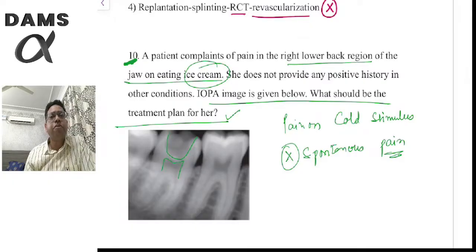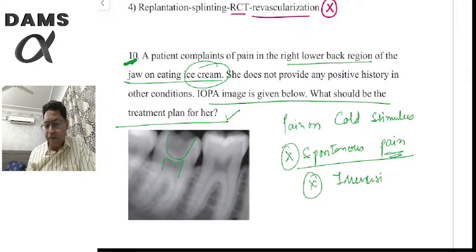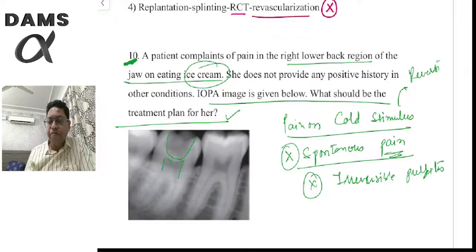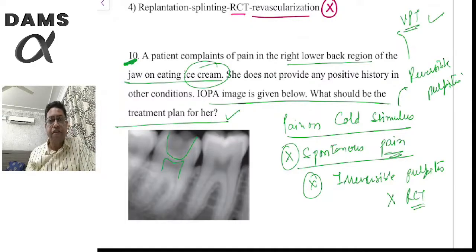Definitely the patient would be having heightened sensitivity to stimuli like cold because of a lot of exposure of the dentinal tubules. But there is no spontaneous pain. There is no irreversible pulpitis. Pain on cold stimulus indicates reversible pulpitis. So without looking at the options, we would attempt some form of vital pulp therapy and we would not do root canal.